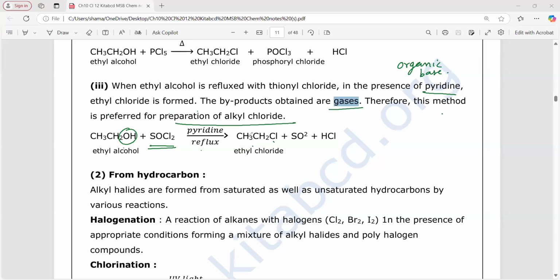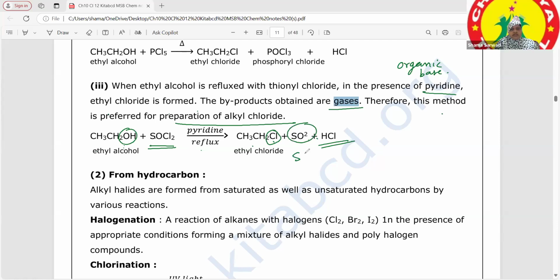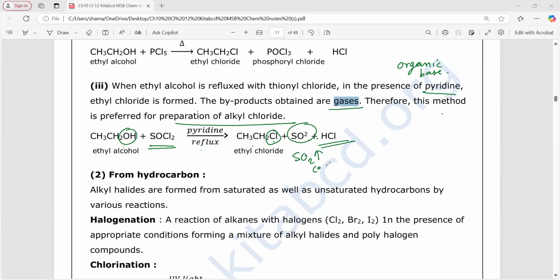Reflux means heat, boil together in short. OH has been replaced with what? Cl. You will get another product, what? Here SO2, sulfur, oxygen. This oxygen would come over here. SO2, and H and Cl would form HCl. Obviously you need to show SO2 with an upward arrow as it is in a gaseous state. Even the HCl is also in a gaseous state. Clear? Any doubt?